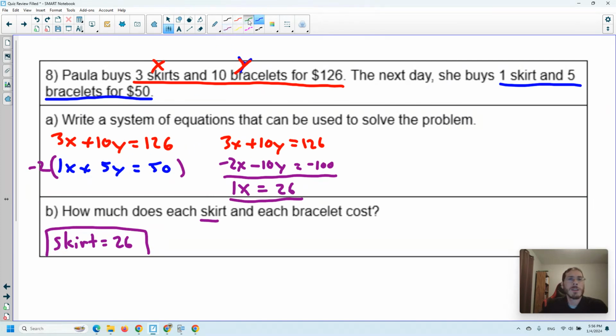Now we need to get the amount for a bracelet. So a bracelet is y. So I have my choice of either equation. The reason I'm going to pick the bottom equation is just because this x already looks like it's almost by itself. So 1x plus 5 times 26.